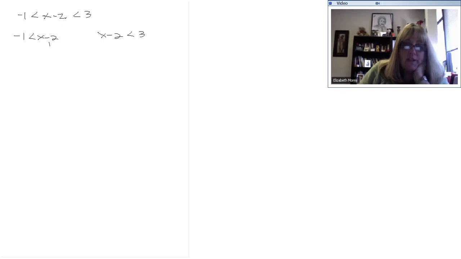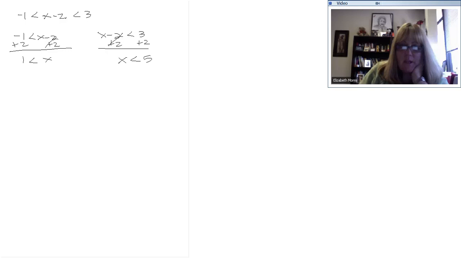To solve for x here, I would move the 2 over, and I get a 1. X is greater than 1. Here, I would move the 2 over, and I get x is less than 5. So if you put them together, bring this and this, and there's your equation.